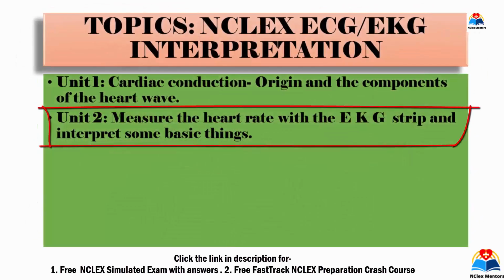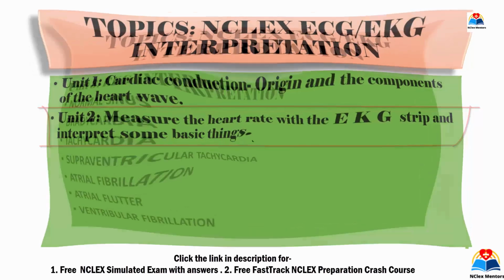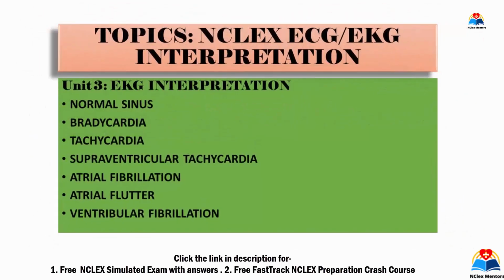After this, we will learn the basics of heart rate and how we can measure the heart rate with the EKG strip and interpret some basic things. After this, we will walk through the heart rhythm and learn and interpret the normal sinus rhythm. Remember, sinus rhythm is a basic rhythm that a normal person shows. After we have gained some traction in the rate and rhythm, we will be ready to understand the strips and interpret the ECG. We will interpret the normal sinus, bradycardia, and tachycardia.